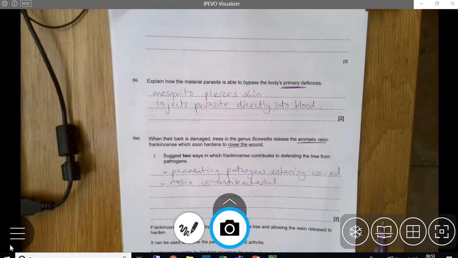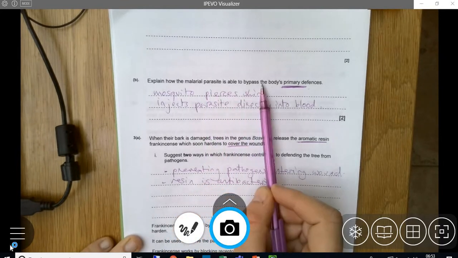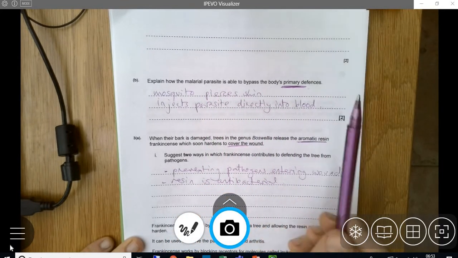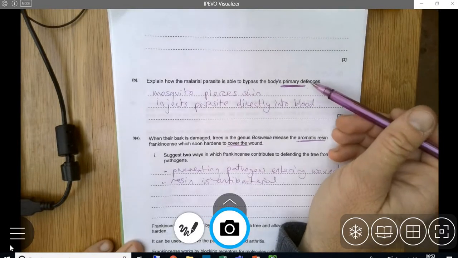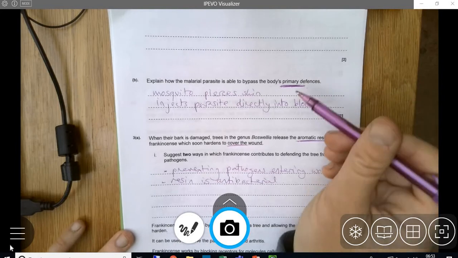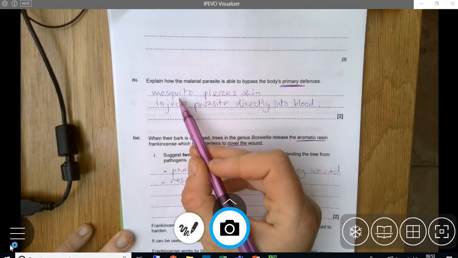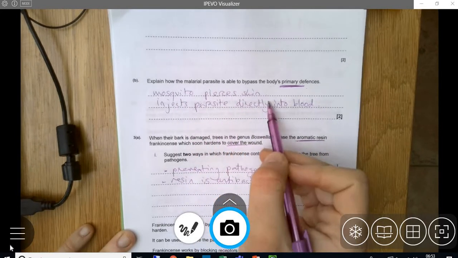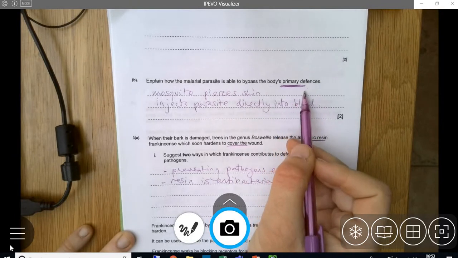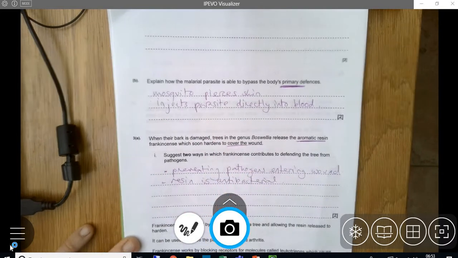The next question was looking at the malaria parasite. It asks you to explain how the malaria parasite is able to bypass the body's primary defences. If we remember what primary defences are, things like the mucous membranes, the skin, those kind of things. What we know about the malaria parasite is it's carried by the mosquito. And the mosquito pierces the skin and injects the parasite directly into the blood, thereby bypassing the primary defences. So there are the two main points there.